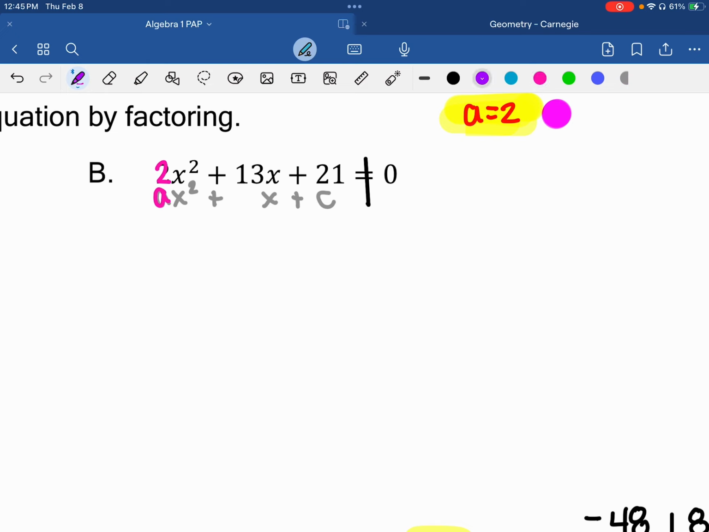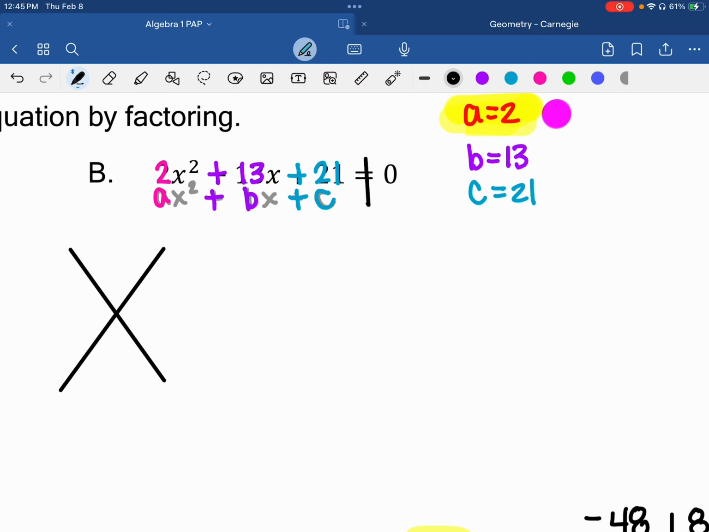All right, B, remember, don't forget to grab the sign in front as well. B is going to be positive 13. Remember, no worries about B, and C is positive 21. All right, let's go ahead. I'm going to do the same exact thing that I did. I'm going to grab my X. I'm going to multiply on the top A, 2 times C, 21. 2 times 21 is 42.